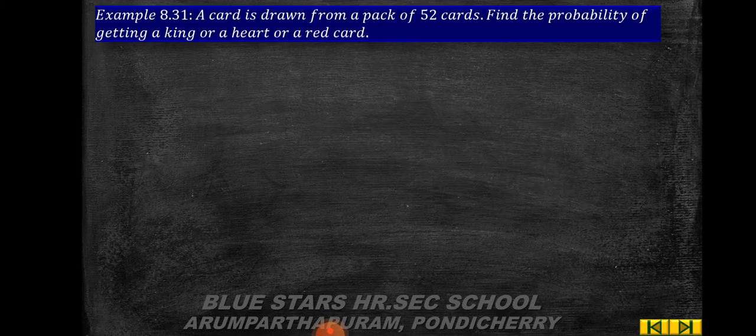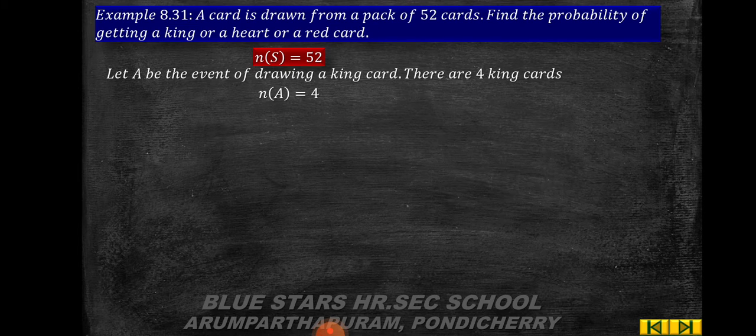Example 8.31. A card is drawn from a pack of 52 cards. Find the probability of getting a king or a heart or a red card. First, the number of cards, that is N of S, is equal to 52. Let A be the event of drawing a king card. There are 4 king cards. So N of A is equal to 4.